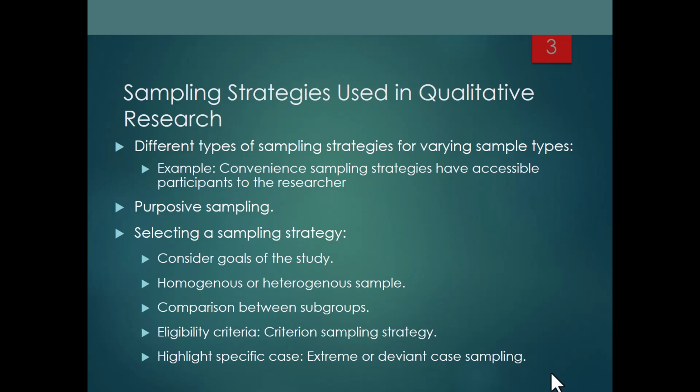Do you have a specific criterion that participants need to meet to be eligible in the study? If yes, then you would use criterion sampling strategy. It involves selecting persons from the target population based on a criterion established by the researcher. If highlighting, then you would use an extreme or deviant case sampling to select participants based on having the most positive or the most negative experiences.